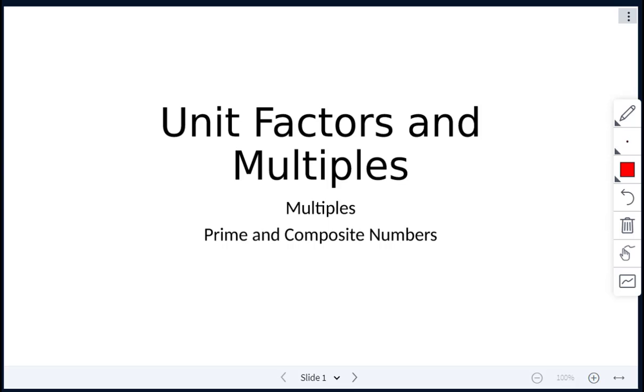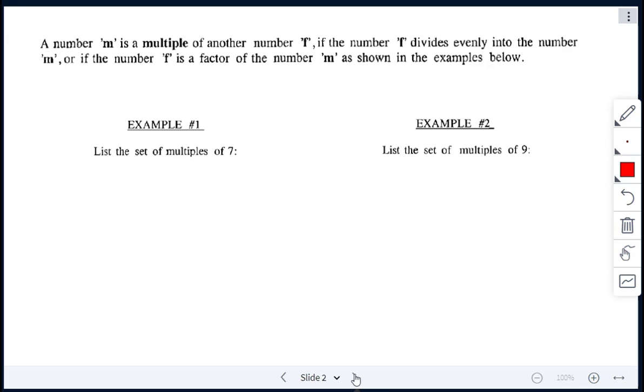All right, so today's class in our unit on factors and multiples, we are looking at multiples, and we will also be looking at prime and composite numbers. So firstly, what is a multiple? A number m is a multiple of another number f if the number f divides evenly into the number m, or if the number f is a factor of the number m, as shown in the examples below.